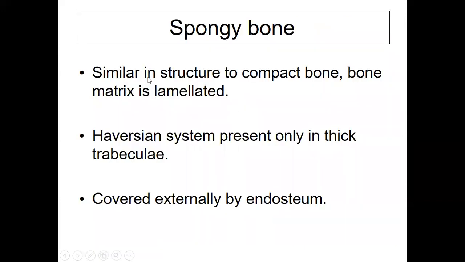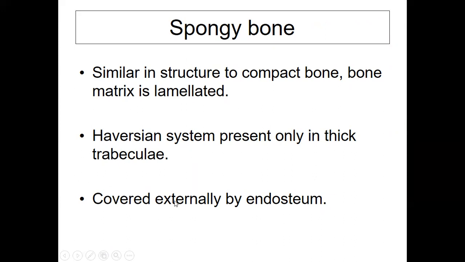How about the spongy bone? Spongy bone is similar in structure to the compact bone. The bone matrix is also lamellated. Usually you can find the Haversian system present in the thick trabeculae. If the trabeculae are thick, you can find the Haversian system.